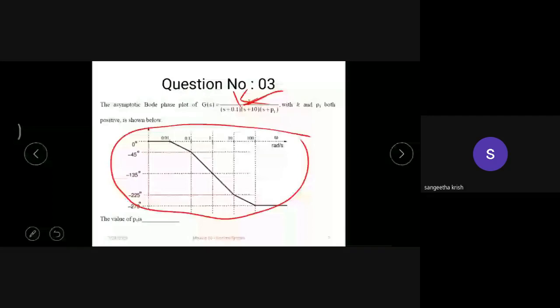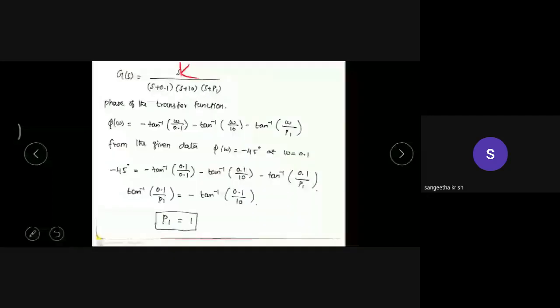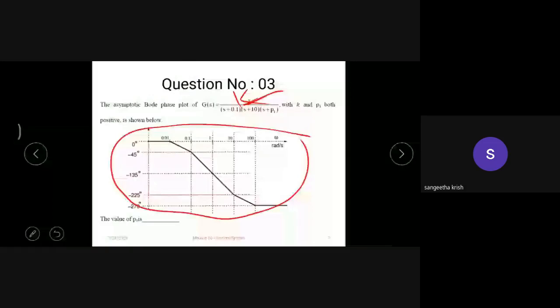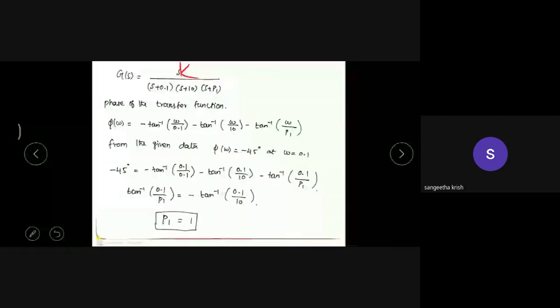Now take the g of s. G of s is equal to k divided by s plus 0.1 into s plus 10 into s plus p1. Now, since they gave the phase plot, frequency versus angle, directly I can go to the phase plot. To get the phase, I think we all know the a plus jb format. The phase is tan inverse of b by a, with s equal to j omega in the g of s. Then try to obtain the response.